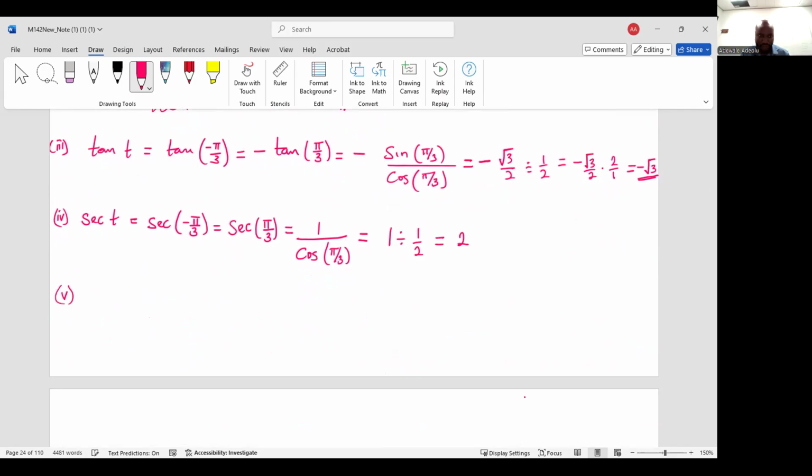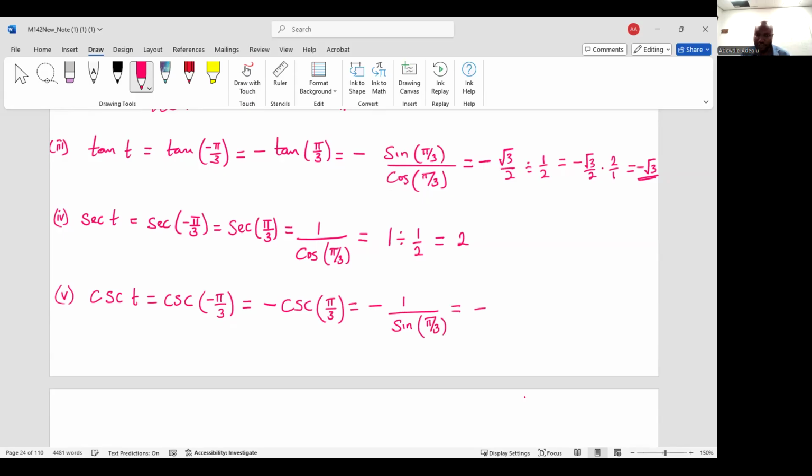The next one, let us look for cosecant of t. Again, our angle is negative pi over 3, and cosecant is an odd function. So it is negative cosecant of pi over 3. Remember that cosecant itself is the reciprocal of sine of that angle. So that is minus 1 over sine of pi over 3.